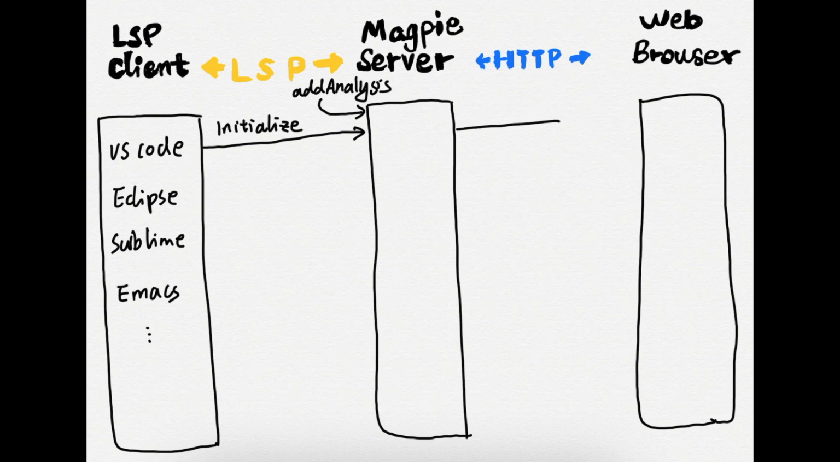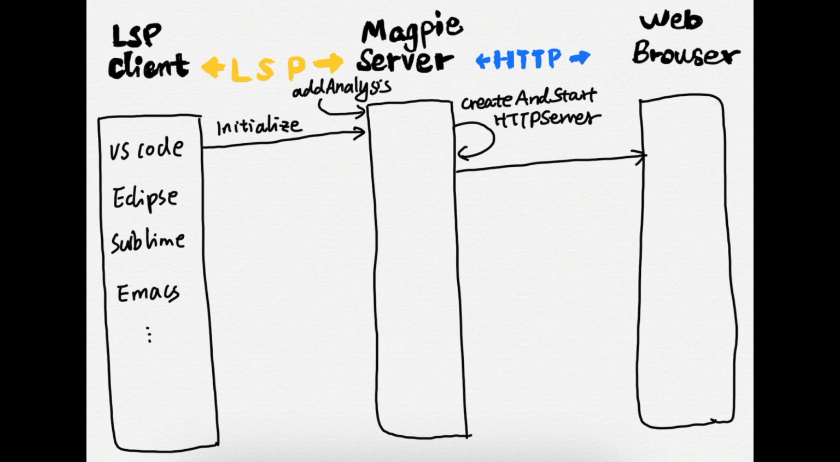When the Magpie server receives this request, it creates and starts a local HTTP server which runs exactly in the same process as the Magpie server. It handles the communication with the default web browser installed in the user's machine. Once the HTTP server is started, the Magpie server requests the default web browser to open an HTML page. Afterwards, the Magpie server notifies the client with the initialized message.